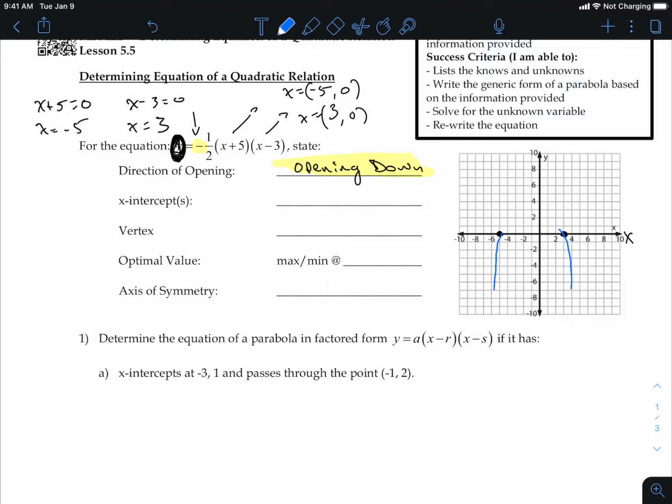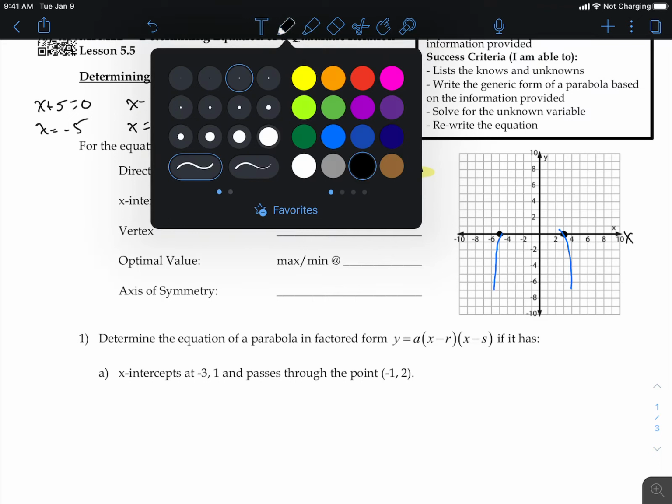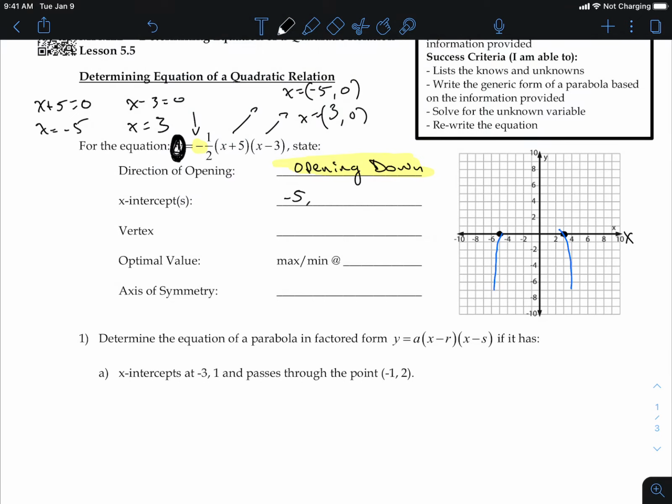Is that okay? So the x-intercepts you can write on the line here as being (-5, 0) and (3, 0). They are points, they need brackets. They're coordinates. Some of these you can do in an opposite order, okay?